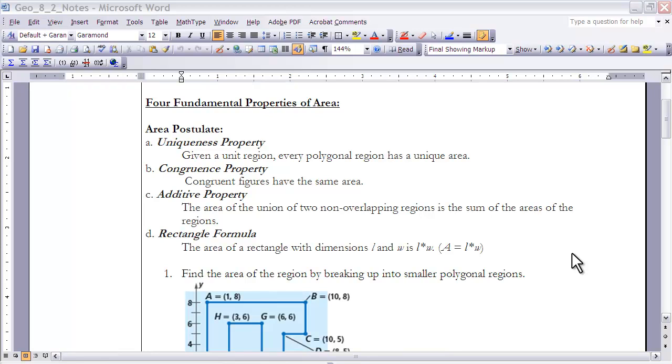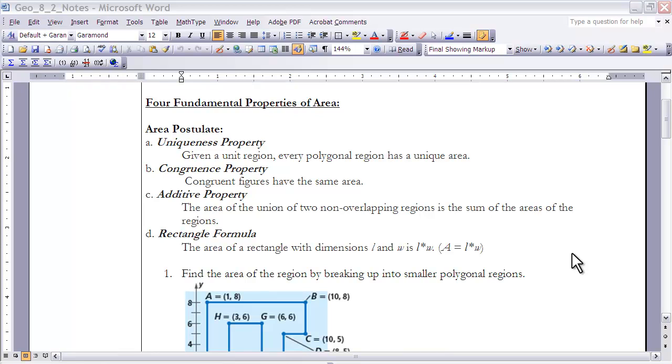The third property, the additive property, says the area of the union of two non-overlapping regions is the sum of the areas of the regions. What the additive property does is it allows us to take a figure and break it into other figures that we can find the area of. As long as we've covered the entire figure, we can add those areas together to get the area of the entire figure. And we'll really be applying that today in some of our problems.